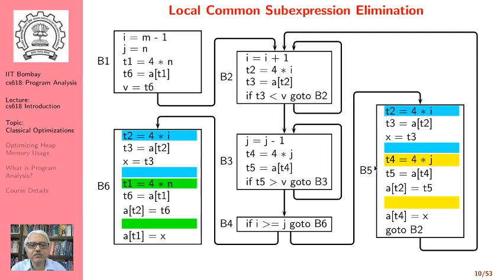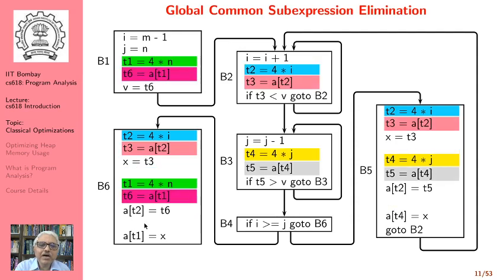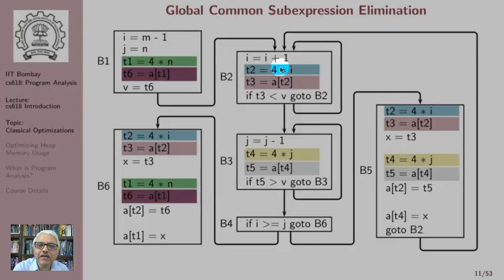So we have now some empty slots. There's one blue empty slot, there's one yellow empty slot here, there's a blue and green empty slot here in this basic block. So which means that we have optimized certain piece of code. After that, we ask a question whether we can redo the same thing across basic blocks instead of restricting ourselves to a particular basic block. Now we have this instance of 4 star i and we are asking whether it computes the same value as this instance of 4 star i.